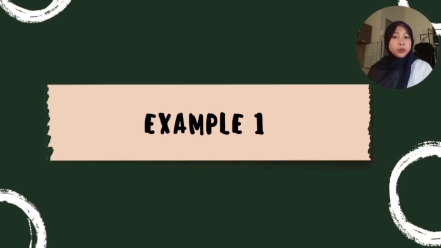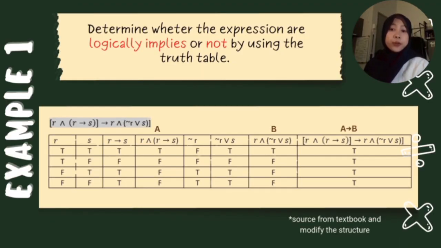Here we are going to show you how to answer the question. This expression is taken from the exercise book and has been modified. First step, we need to determine whether the following expression logically implies or not. How do we check? We use a truth table. By comparing the truth values, we can clearly check whether the implication is always true or not.